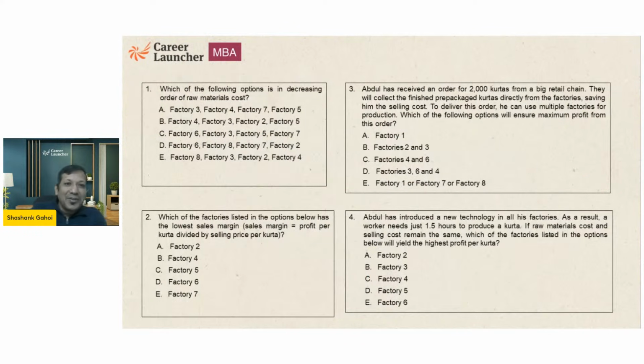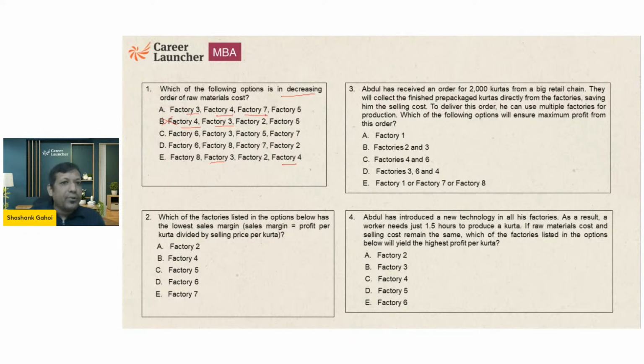Okay, now I'm going to calculate. So basically, the raw material cost for factory 3 is higher than factory 4. So is there any option that I can eliminate? I'm looking for decreasing order. Decreasing order means the first one should be higher than the second one. So here the first one is lower than the second one, so this option is eliminated. I can see 3 and 4 over here. So basically this is the highest, this is second highest.